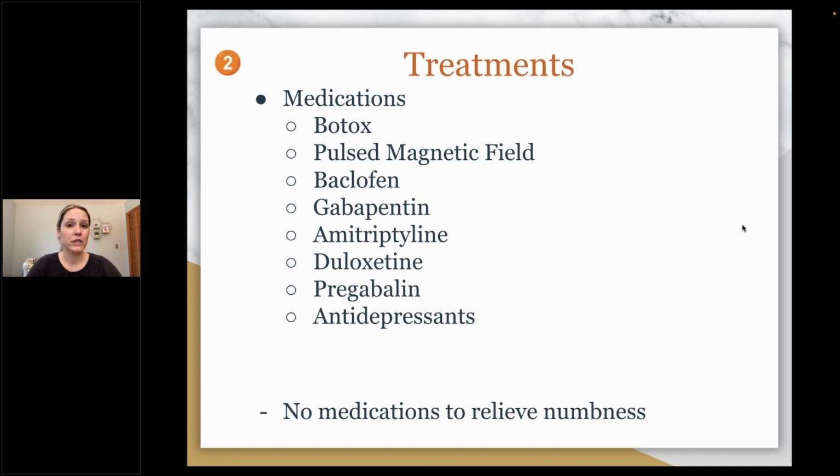And sometimes it's really hard to relax your muscles that just stretching isn't enough. And so Botox is something that some people can have, or baclofen is another common one. Usually you'd hear of those two options for things like spasticity. Pulsed magnetic field is another thing.